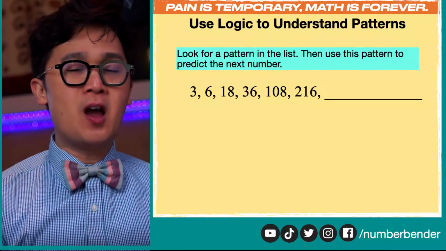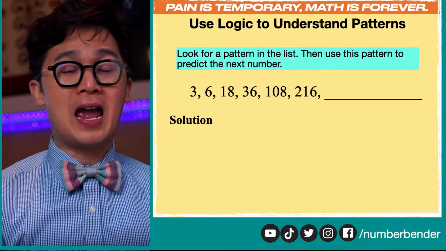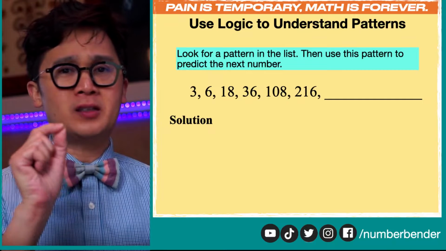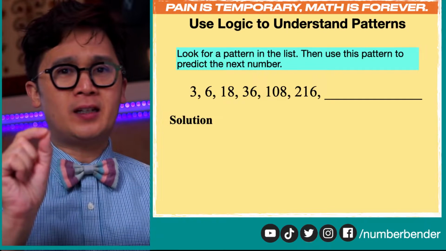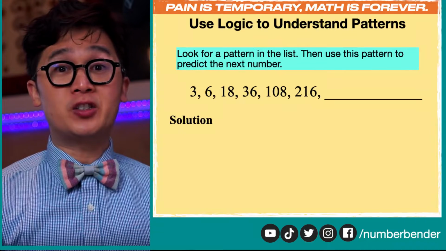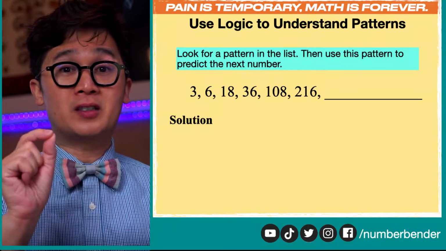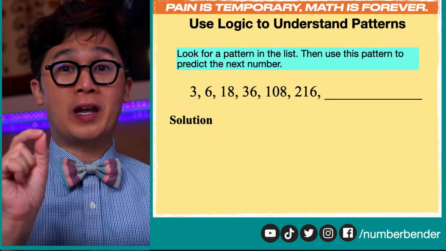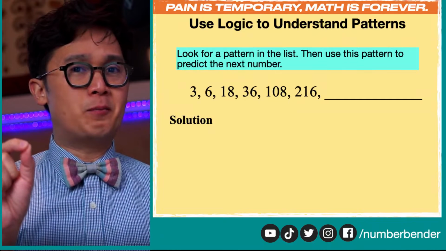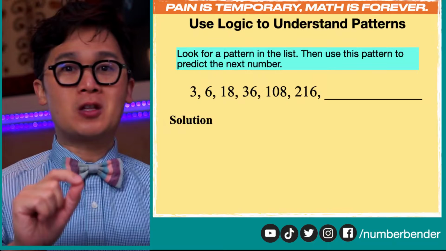But in this case, what operation do you think we are going to use to be able to find the number after 216? So we are seeing that from 3 to 6, 6 to 18, 18 to 36, we are multiplying by a certain number. And I will start with 2. 3 times 2 is equal to 6. Now let's try 2 to get to 18. 6 times 2 is not equal to 18 but 12. But if we use 3 instead, 6 times 3 is 18.